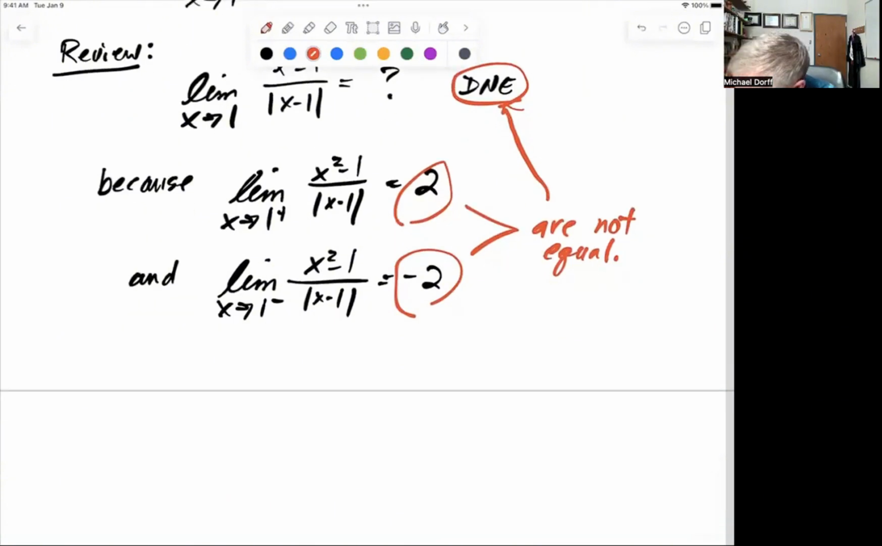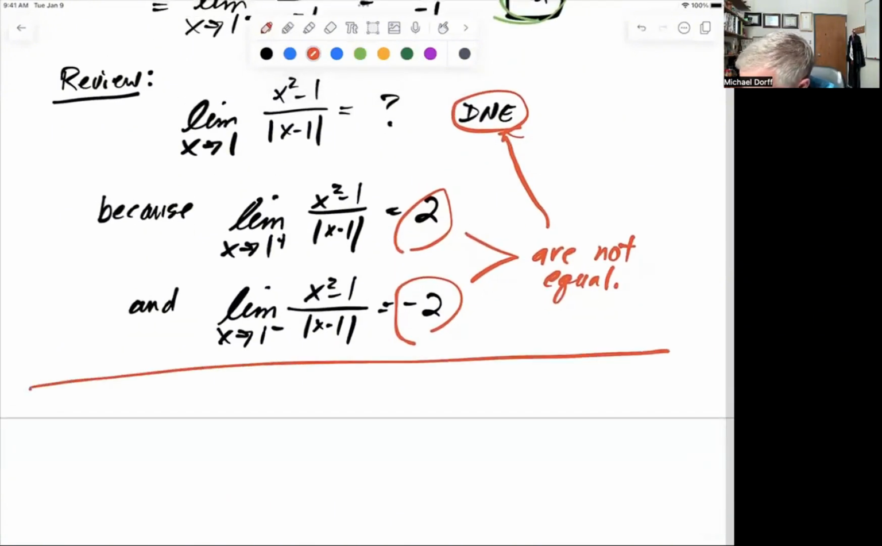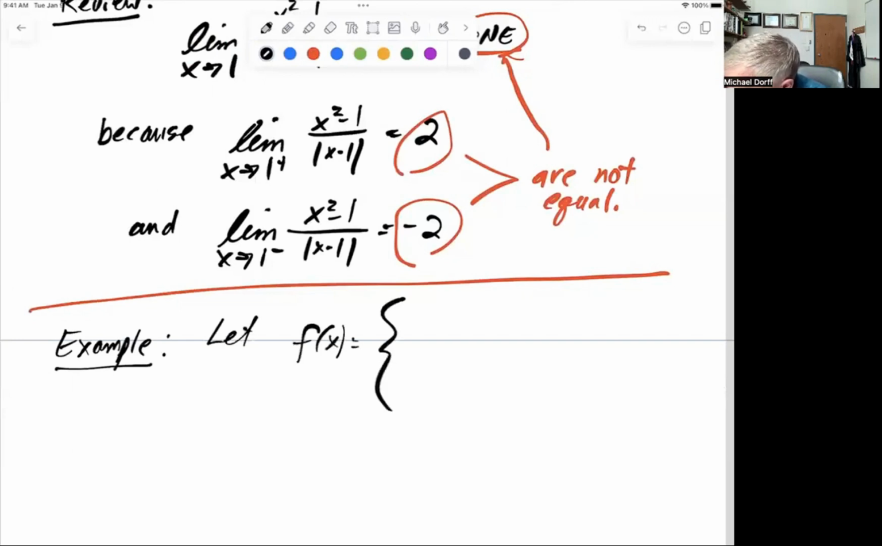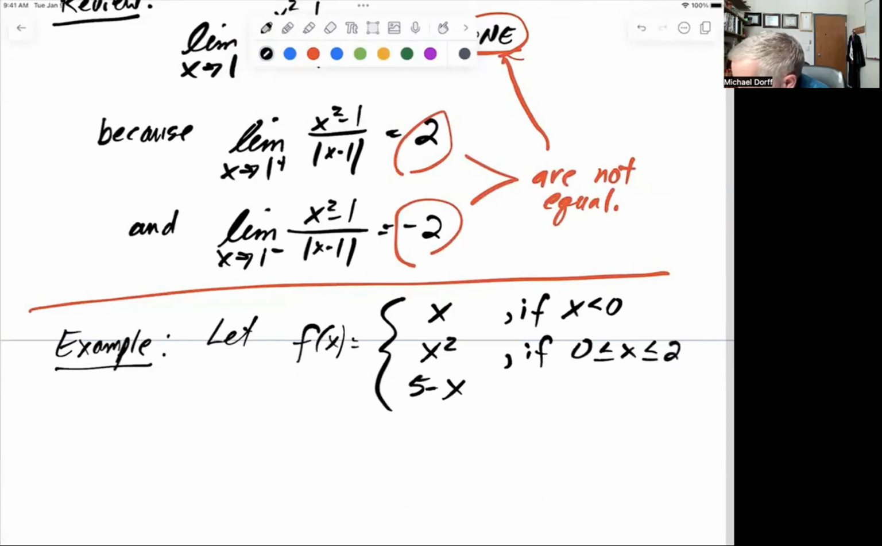Let's see. Let me do another type of one here. Let's get back to black. All right. And looking at my problems here, let's suppose now we have the following. I'm going to let f of x be a piecewise function. So my piecewise function, I've got several pieces here. I've got x, x squared, and 5 minus x. So x is what the function is going to equal if x is less than 0. And x squared is going to be what the function equals if x is between 0 and 2, where it could equal 0 or it could equal 2. And the last one is going to be if x is strictly greater than 2.